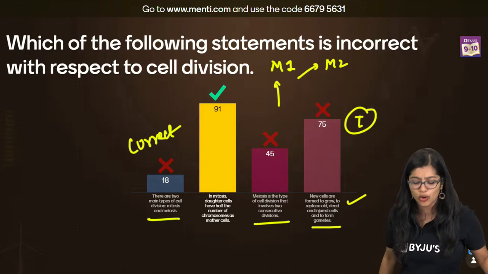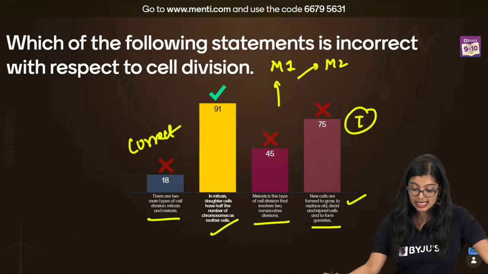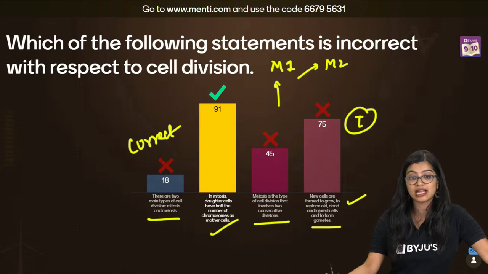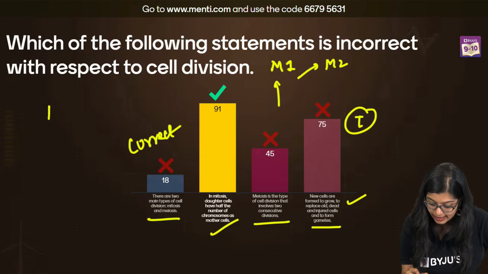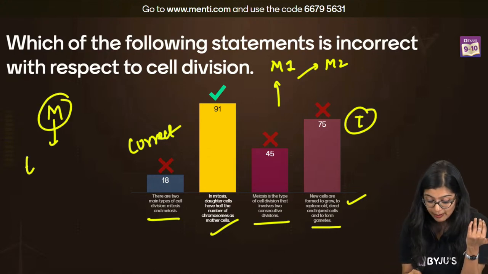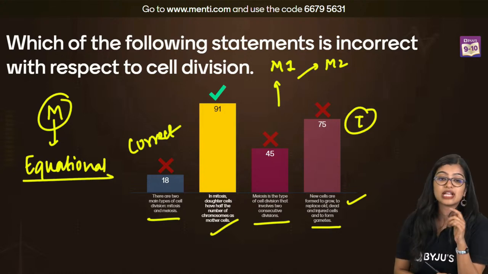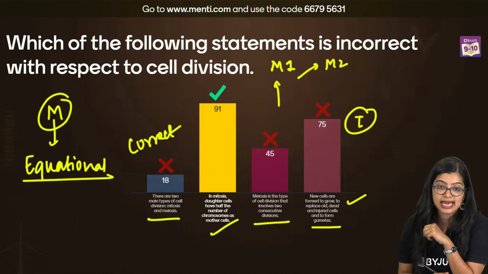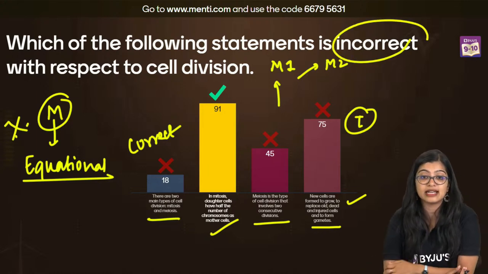It's something that we all know. And last but not the least, what is incorrect? In mitosis, daughter cells have half the number of chromosomes. That is not the case, right? In the case of mitosis, we see that they have an equal number. It is equational division, right? That is something that you need to understand, very, very important. So this statement B is incorrect.